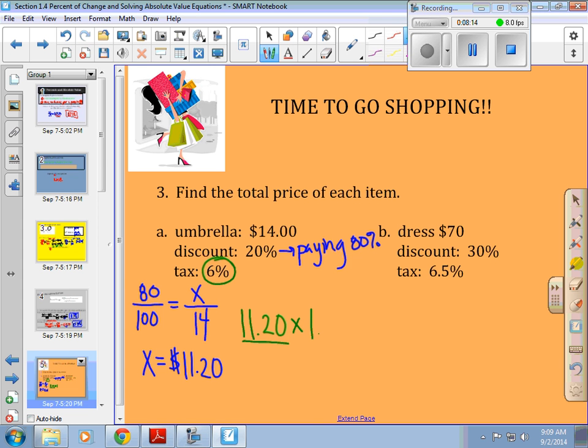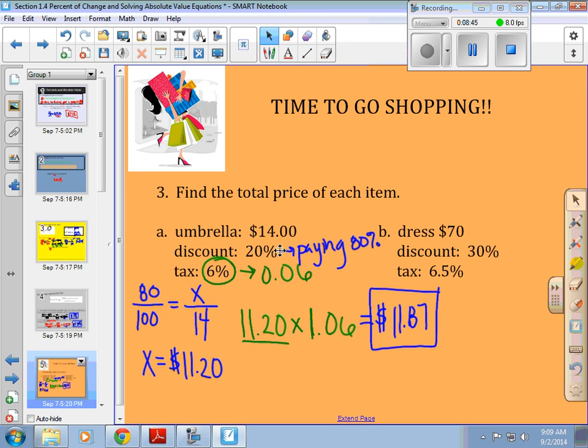So it's 1 point, then to add on 6%. Well, 6% as a decimal is 0.06. Okay, so 1 because I'm paying the whole amount, plus the 0.06 for the tax. So I take $11.20 times 1.06, and when I do that, what I get is $11.87. So that is what I will be paying when I leave the store.